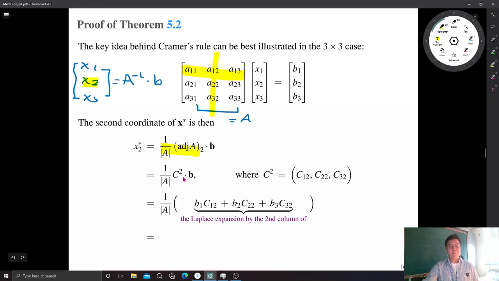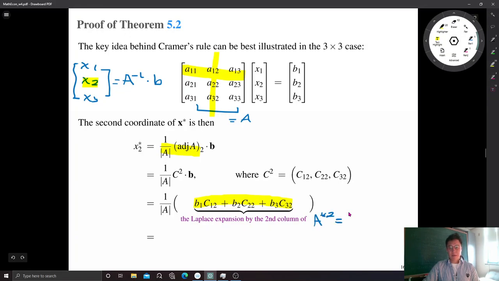Okay? And if we expand this dot product using the definition of a dot product, we have this expression: the summation of the product of each component. So B sub 1 times C sub 1,2, and B sub 2 times C sub 2,2, and so on. All right? And if we ponder this expression, this is the Laplace expansion by the second column of matrix A star 2.